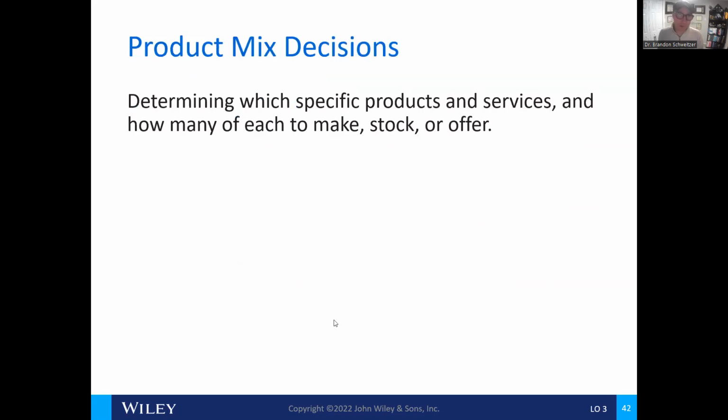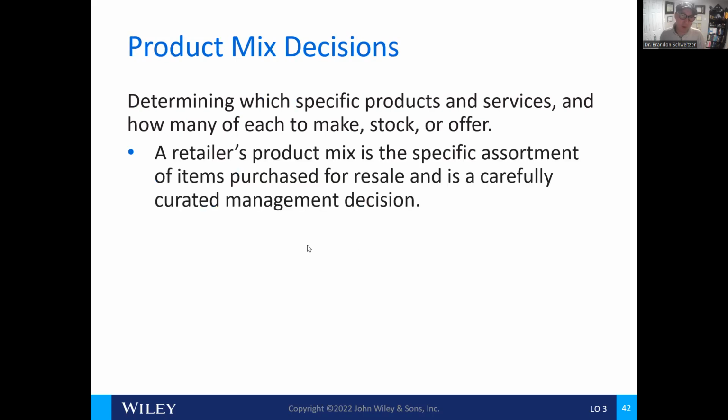Product mix decisions. When we look at specific products and services, we look at how many to make, what we have in stock, and what we need to offer. Retailers' approach to product mix is the assortment of items that they can sell based off of a curated management decision.